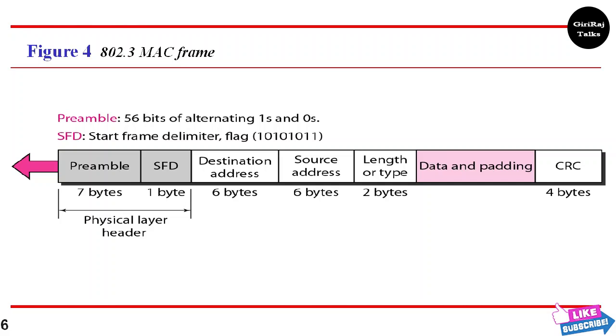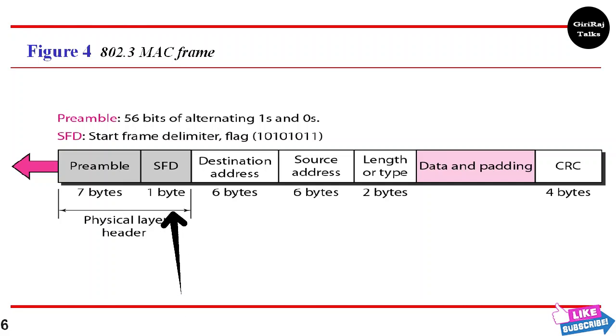You can observe that. Let us see the first one, preamble. The first field of the 802.3 frame contains 7 bytes, meaning 56 bits, of alternating zeros and ones that alerts the receiving system to the coming frame and enables it to synchronize its input timing. The pattern provides only an alert and a timing pulse. The 56-bit pattern allows the stations to miss some bits at the beginning of the frame. The preamble is actually added at the physical layer and is not a part of the frame.